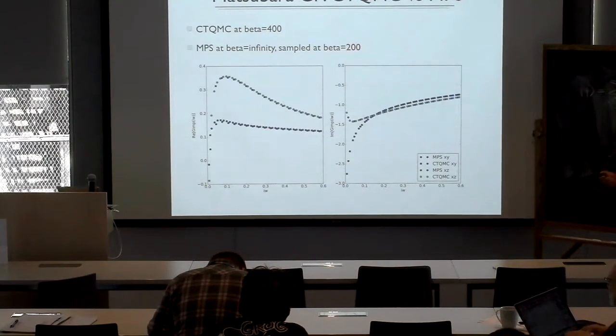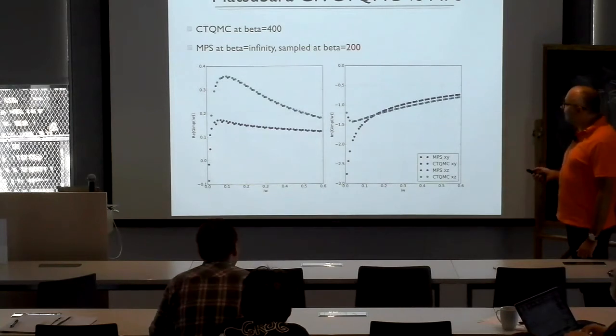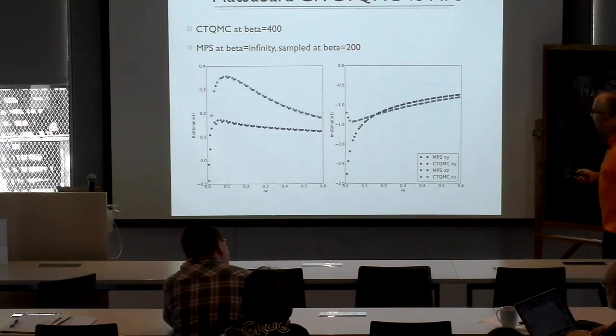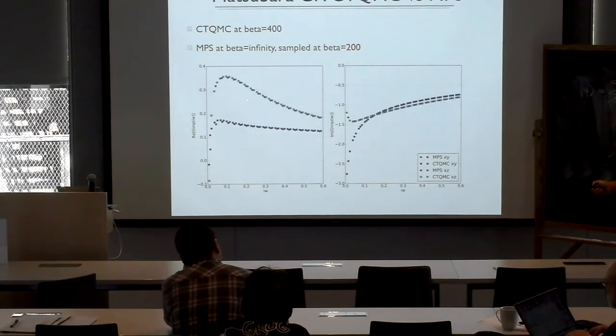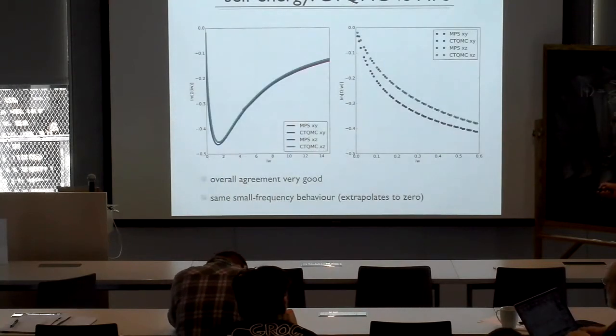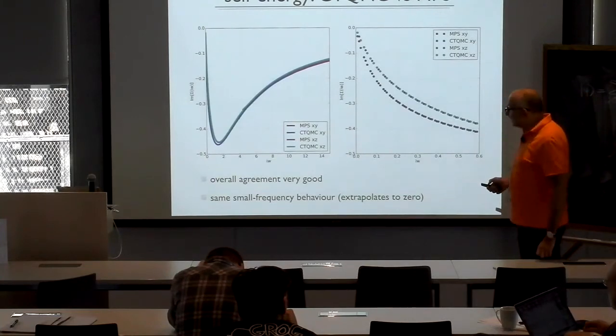CTQMC was done at beta equals 400, really. We did it at infinity, but sampled at beta equals 200, which has the nice advantage that the data points interlace, and you can more nicely see how they sit on top of each other. What you observe is the agreement on the real axis is very good, but not optimal. This has probably to do with some stuff we did to the chemical potential. If we look at the imaginary part, you see the agreement between the CTQMC calculation and the MPS calculation is absolutely very good.